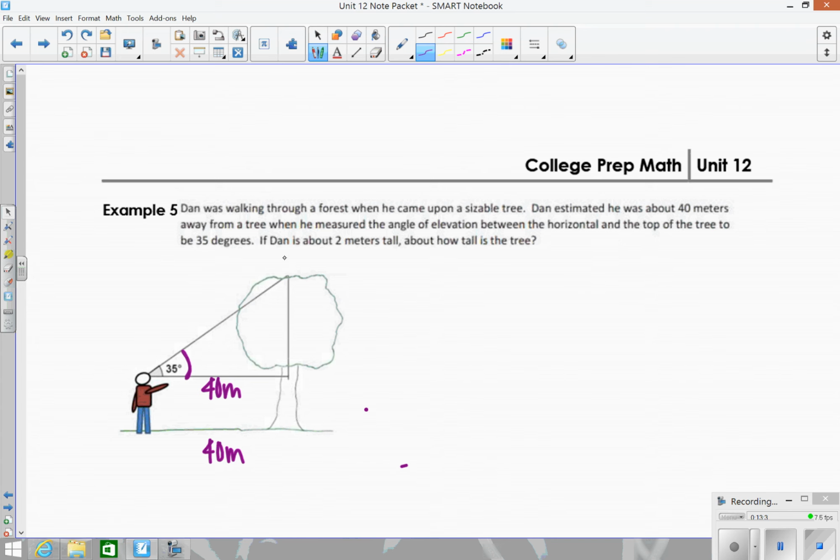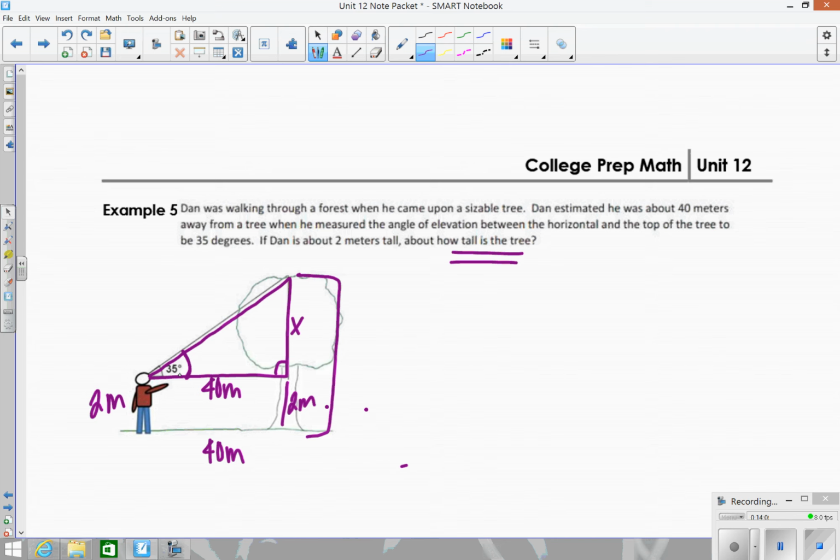And we're wanting to know how tall is the tree if Dan is about 2 meters tall. If he's 2 meters tall, what that means is this section here is going to be 2 meters. So we want to know how tall is the tree, which means we need to actually find this entire thing. That's the tree's height. But before we can do that, we have to use the fact that we have this right triangle. We can find this length and then just add 2 to it, and that'll give us the height of the entire tree.